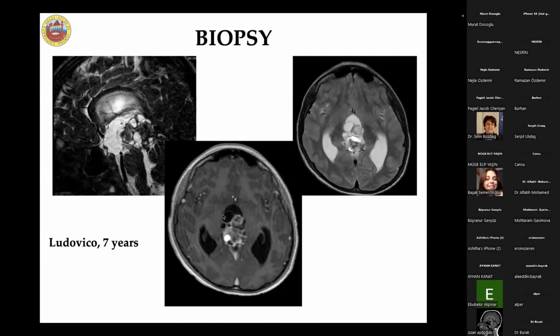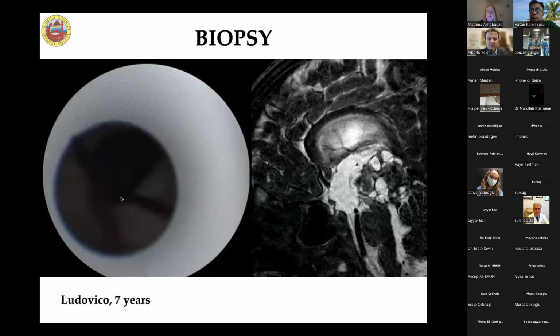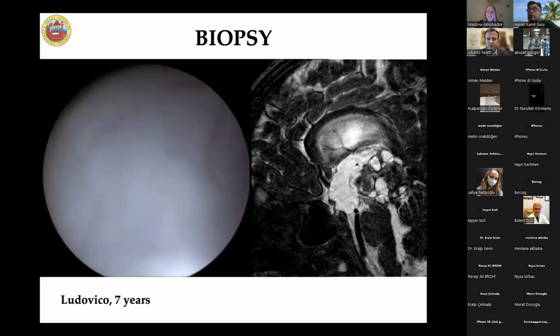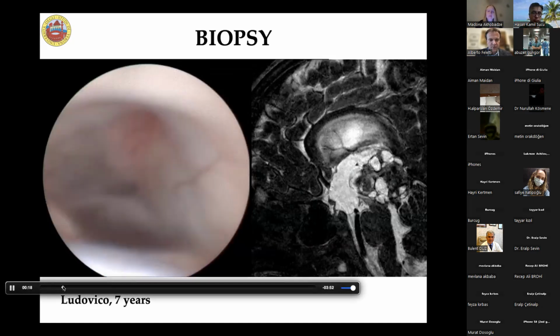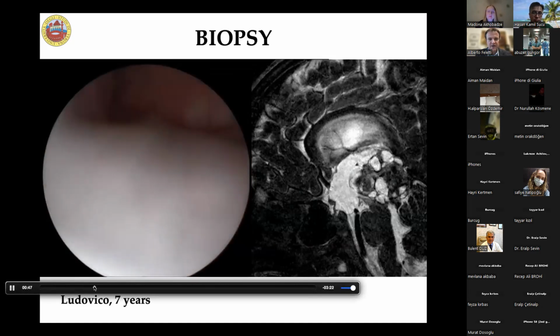In the third ventricle, we can also do other kinds of operations with an endoscope, like tumor biopsies. See this case, Ludovico, a 7-year-old boy with hydrocephalus due to a very large tumor of the pineal region. In this case, we went for an ETV to solve the first and most urgent problem, which was hydrocephalus. I will move on faster. Here I'm exploring the cerebral aqueduct with a flexible scope.